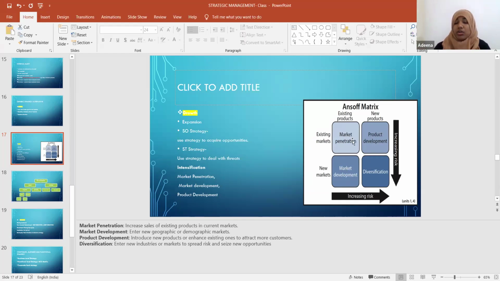So the organization could either go for market penetration or they could take a strategy for product development or market development. All these strategies together are called intensification strategy. And the final is diversification. The organization could select a new product for a new market. That is the diversification strategy for the growth of the organization.